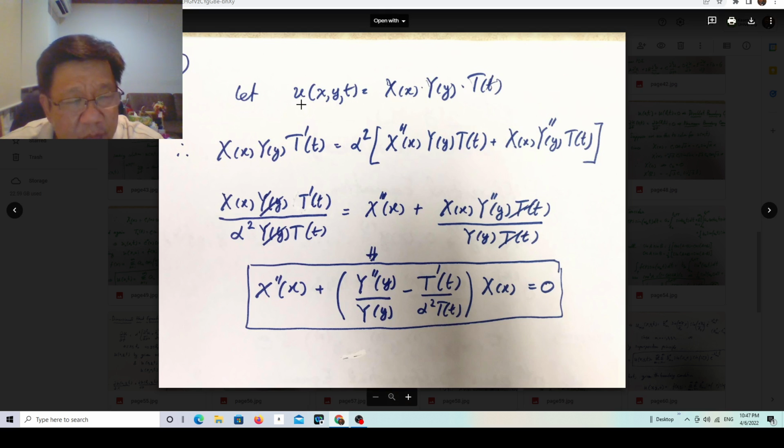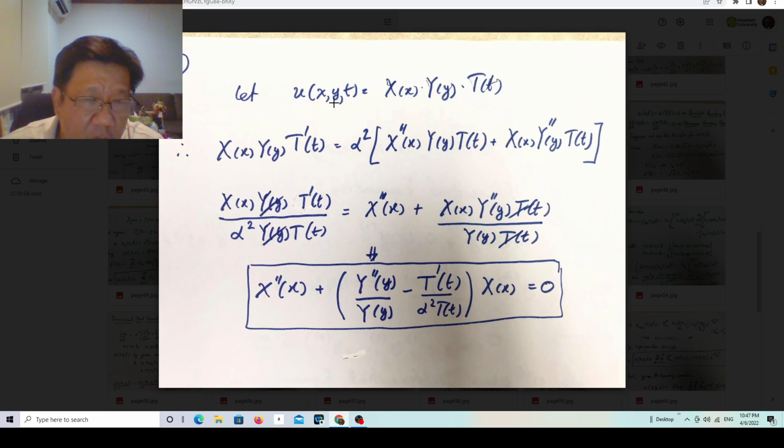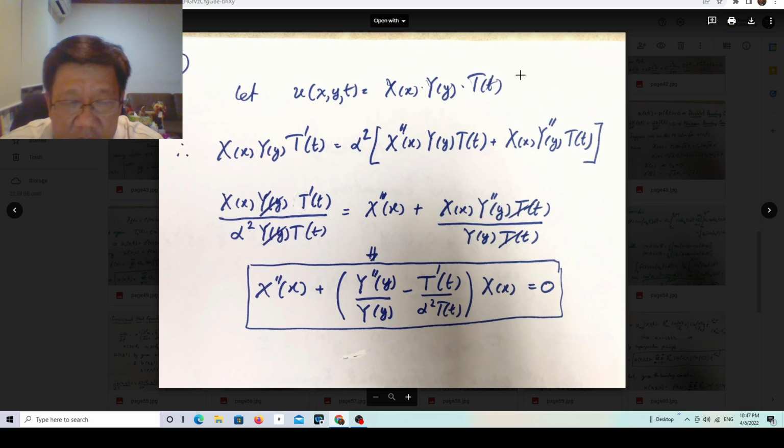Again, we're going to start by using the separable function technique in the form of multiplication. We believe that u of x and y in time t is in the product form of some independent function of x times an independent function of y. We call capital X in terms of x, capital Y in terms of y, and then capital T in terms of small t.